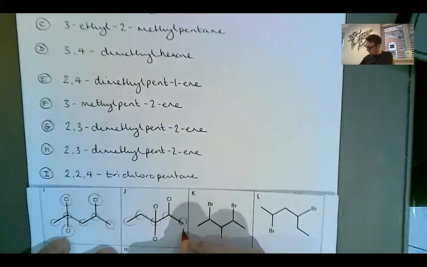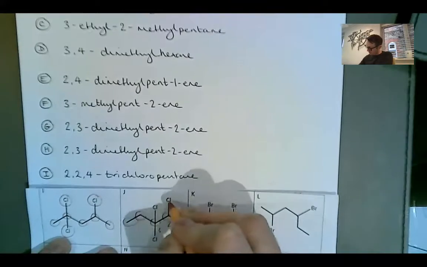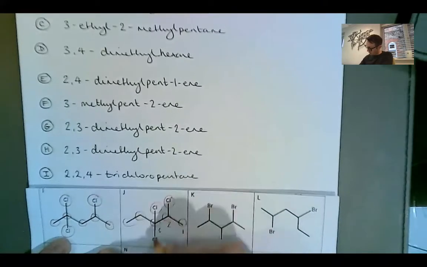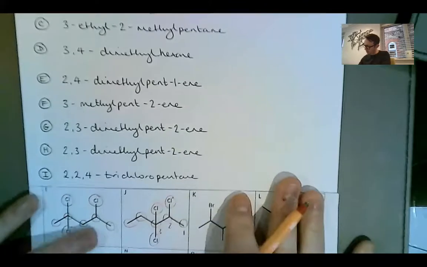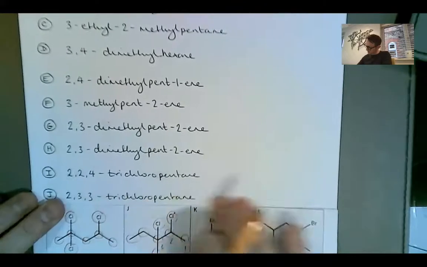I'm going to number it from the left-hand side. So we've got a chlorine on 2 and 3 and 3. So it's going to be 2,3,3 trichloropentane.